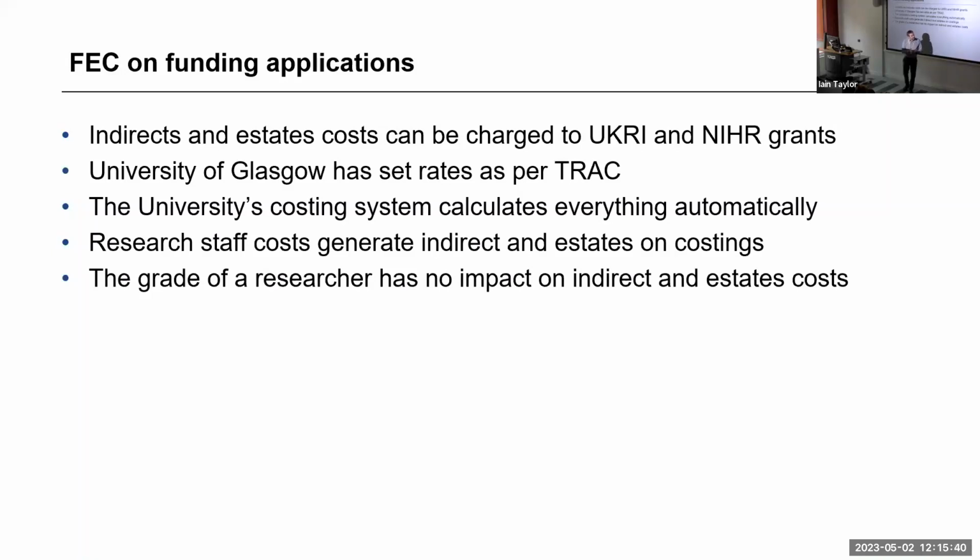And the grade of a researcher has no impact on the rates of indirect costs and estates used. So a senior professor, the indirect costs for a year of a senior professor's time are exactly the same as the indirect costs of a year of a grade 6 researcher, for example. So it is the cost of a person doing research in a particular location in the university. Doesn't matter how senior they are.